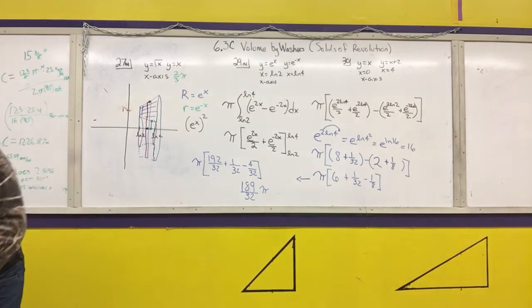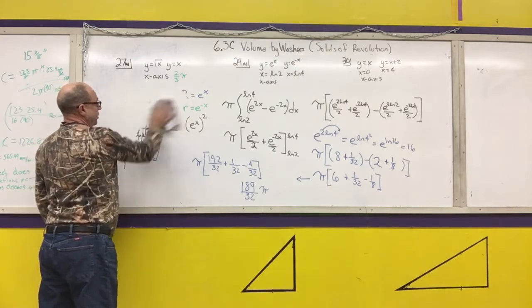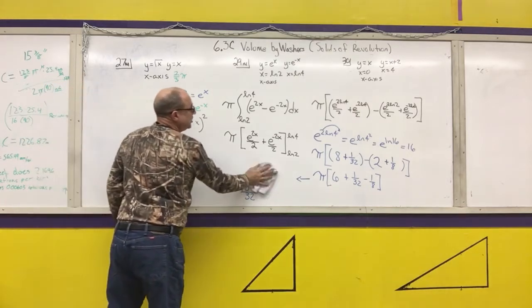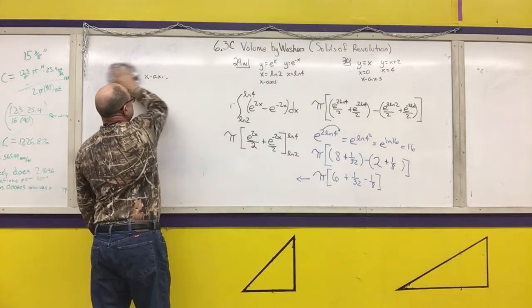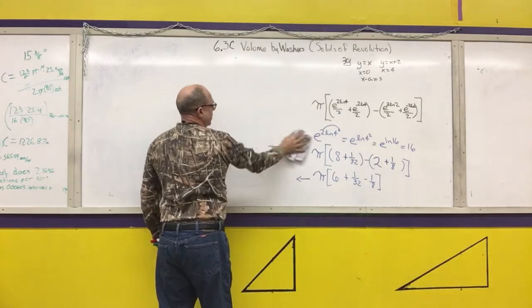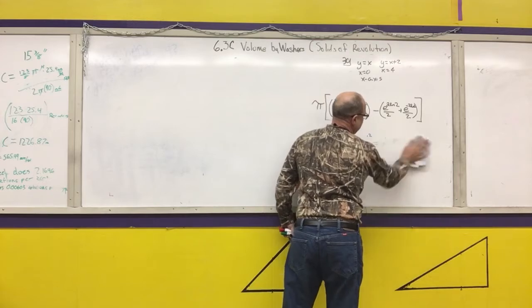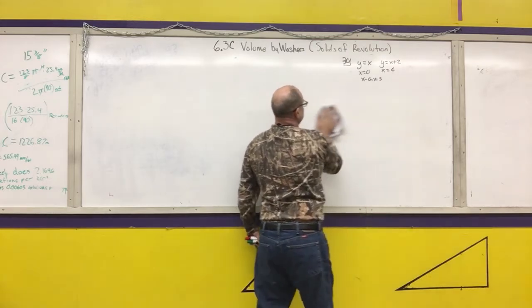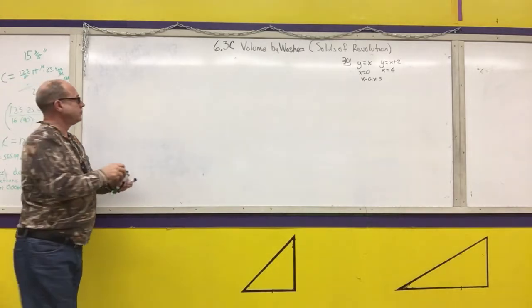So the final example of this first group is directly out of your book. It is the region bounded by the curves y equals x plus 2, x equals 0, x equals 4, rotated about the x-axis. First step is to sketch the curves.